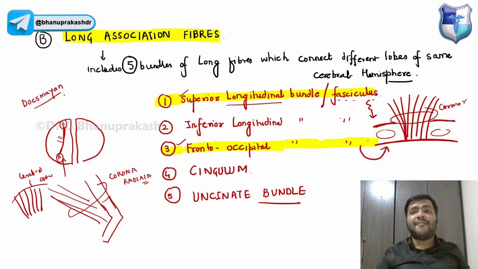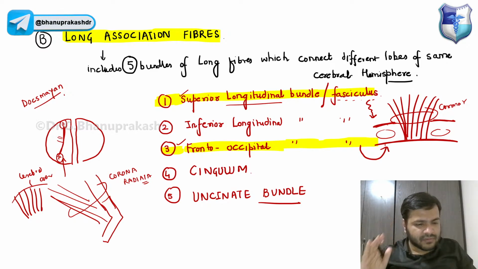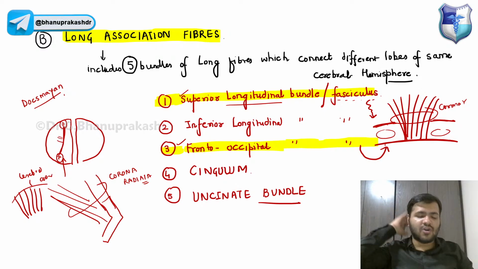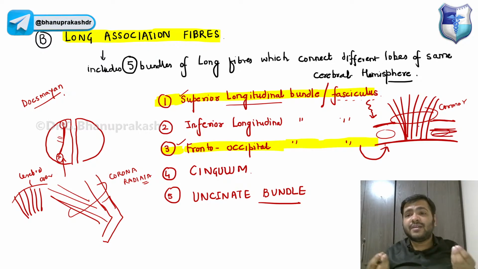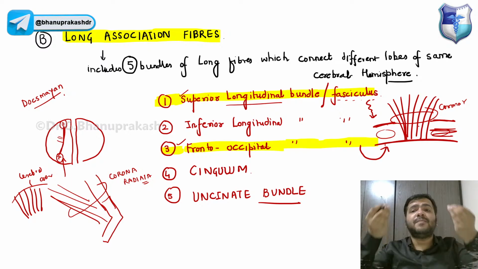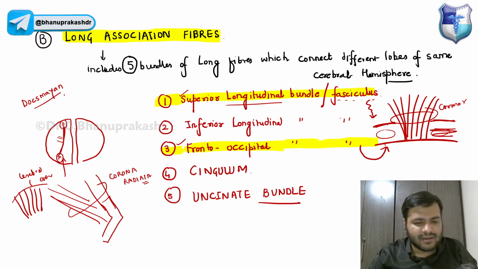So that's why we have named these two fibers separately, fronto-occipital bundle and superior longitudinal fasciculus. They have the same function, connecting the frontal to the occipital lobe, connecting the frontal to the occipital lobe. And between these two bundles, we have a gap. A gap is there, guys, where this corona radiata, which is coming from below, will reach the cerebral cortex. So that is something you have to remember.